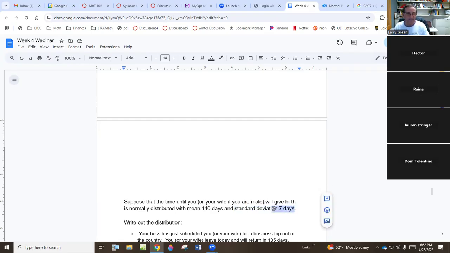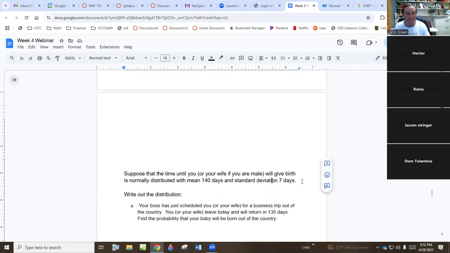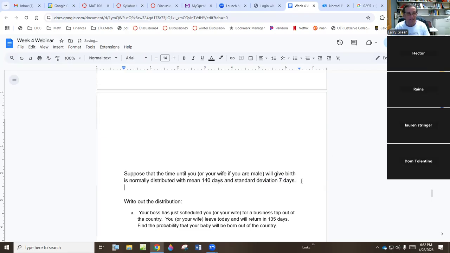Okay, so now here comes the question. The first thing I'm going to do before I even ask a question, I can immediately write X tilde N(140, 7). When you see a word problem like this, it helps a lot to turn it into symbols immediately so you don't have to go back and read the whole sentence over and over again. Any questions so far?